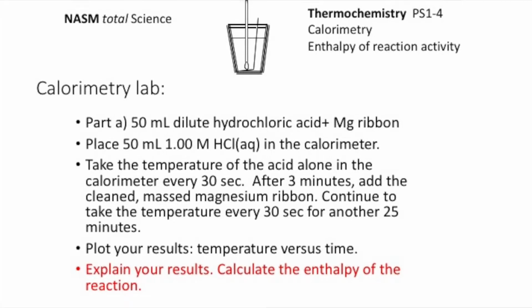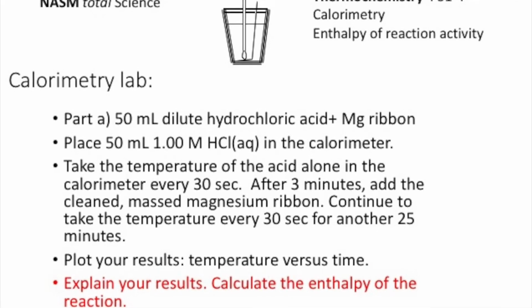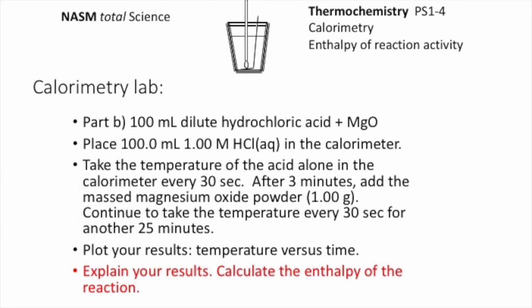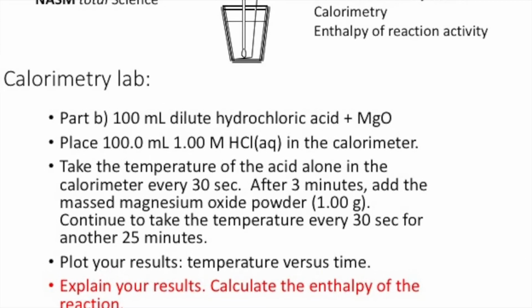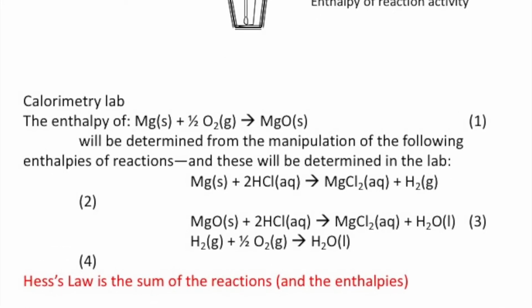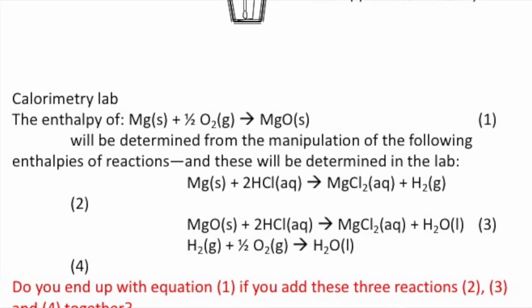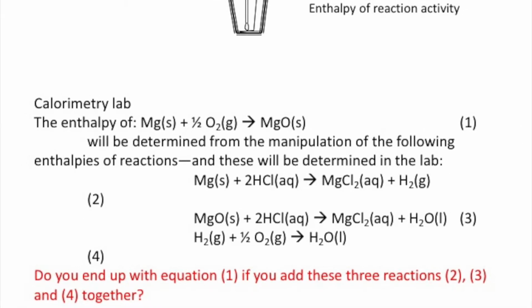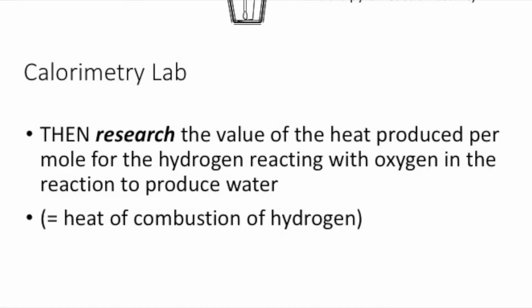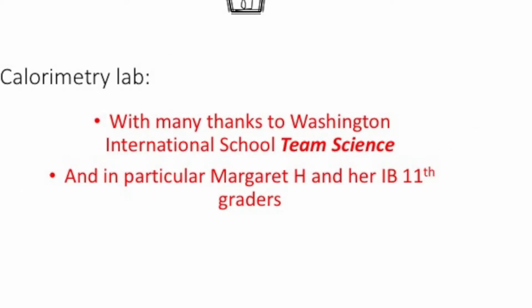Also research the heat given out for hydrogen reacting with oxygen. I'm not going to do that reaction now. And then you're going to manipulate the sum of the 3 reactions, the 2 you've just worked out the enthalpies for and the 1 that you're just researching.